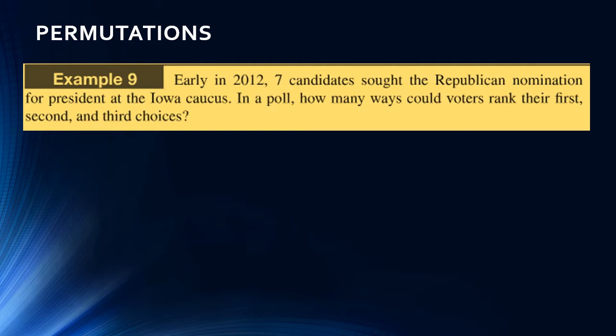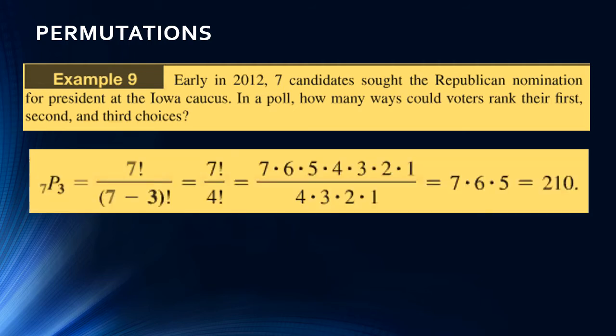So let's try one. Early in 2012, 7 candidates sought the Republican nomination for president at the Iowa caucus. In a poll, how many ways could voters rank their first, second, and third choices? So notice here we've got 7 candidates taken 3 at a time. All right. So see if you can do this. Try it in your calculator if you would. Again, it's on the math button. Go over to probability along the top menu, and then you'll see the NPR on item number 2.